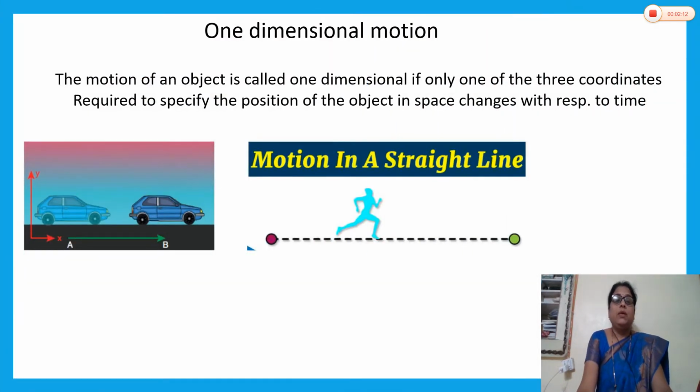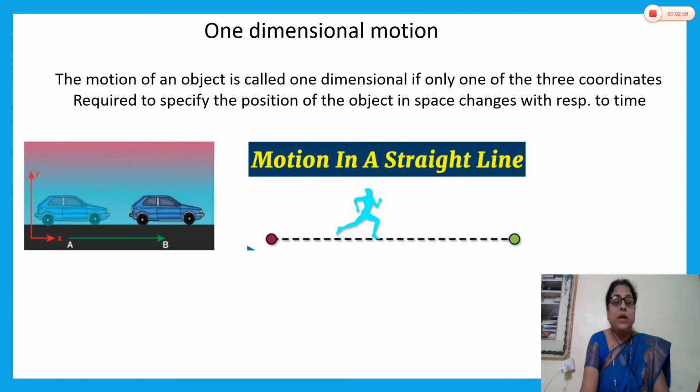So when an object is in motion, in mechanics, when we discuss the position of the object, we have to consider the three coordinate axes, that is x, y and z, which are mutually perpendicular to each other. The motion in which the object is moving along the same straight line, and we can describe the position of that object with only one of the three coordinates, is called one-dimensional motion. In one-dimensional motion, the object is moving along a straight line.